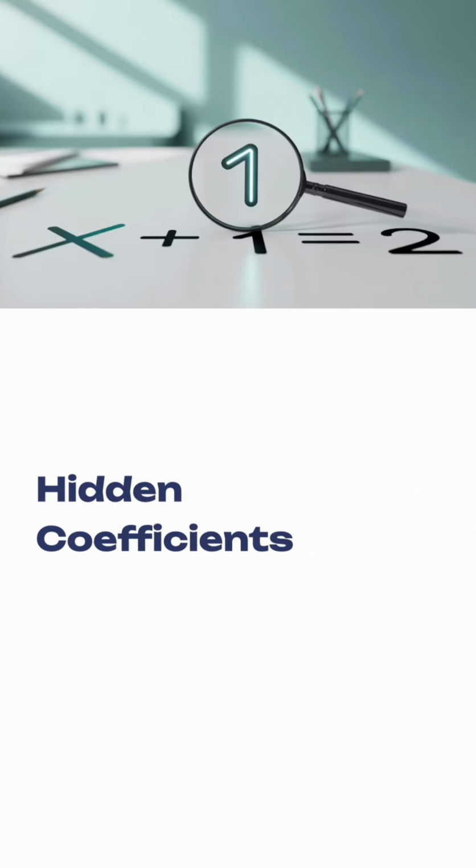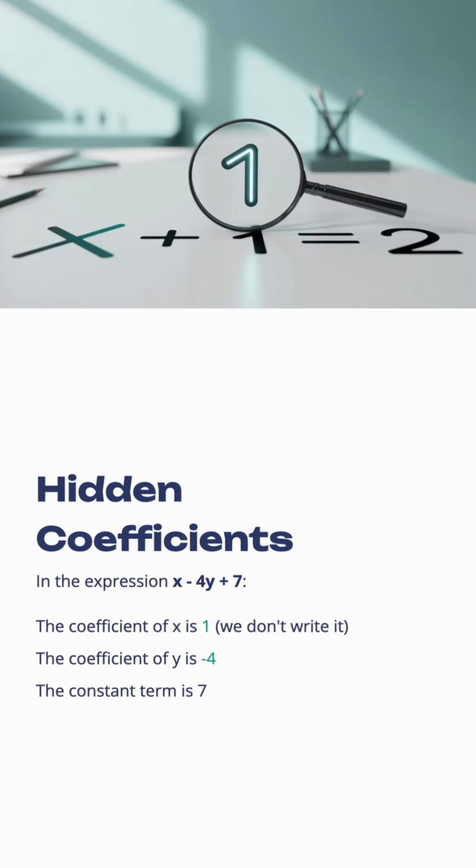Hidden coefficients. Here's a trick that catches many students off guard. In the expression x minus 4y plus 7, the coefficient of x is actually 1. We just don't write it because it's understood. The coefficient of y is negative 4, and 7 remains our constant term. Remember, every variable has a coefficient, even when we don't see it written.